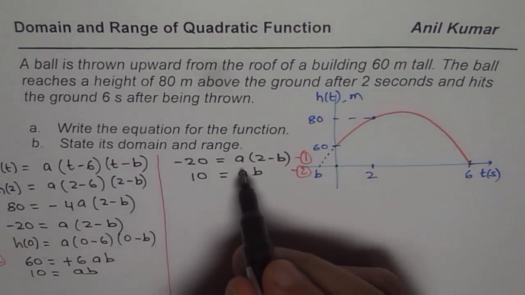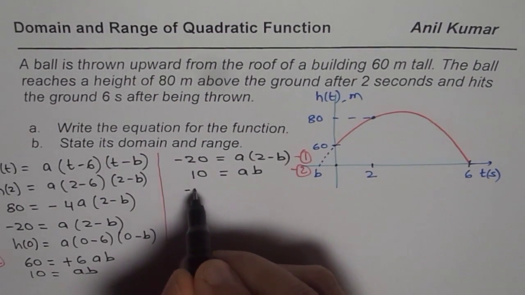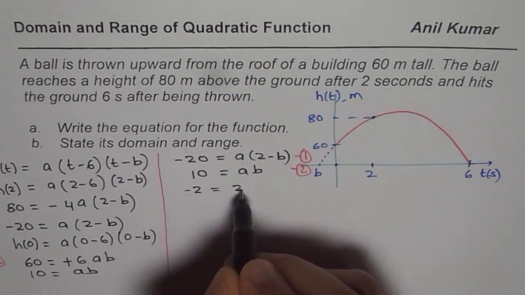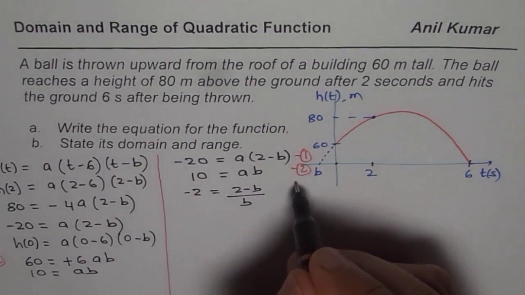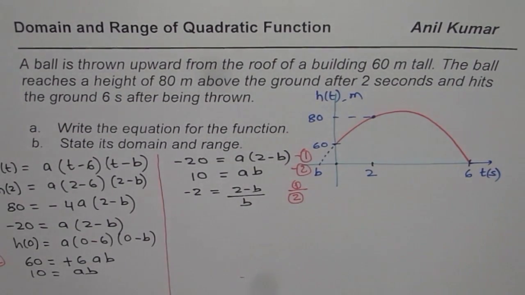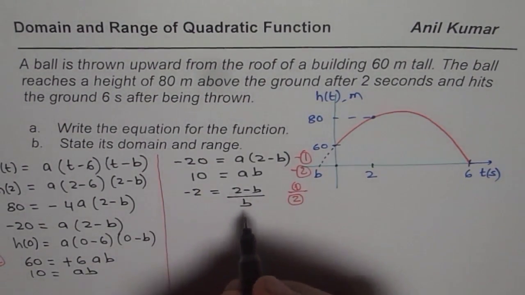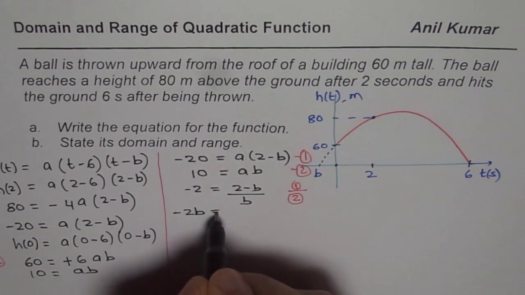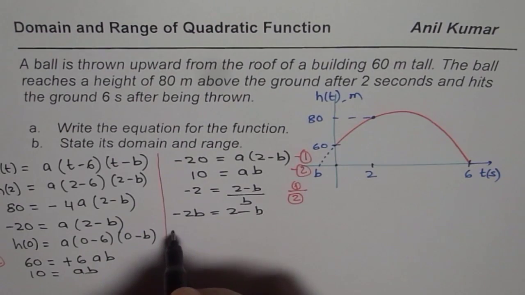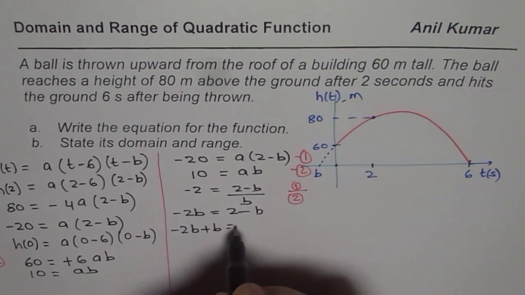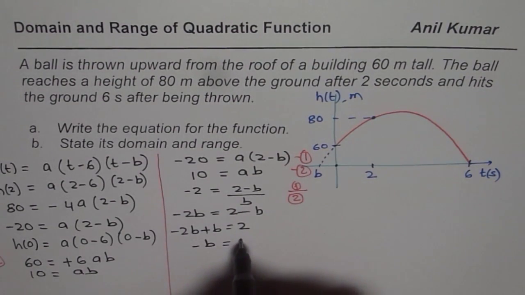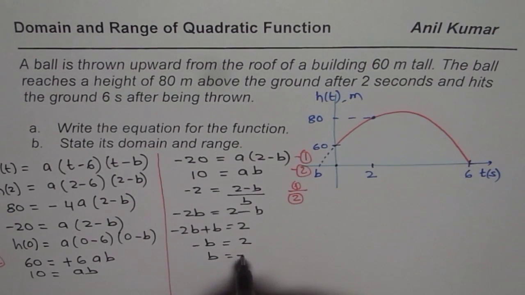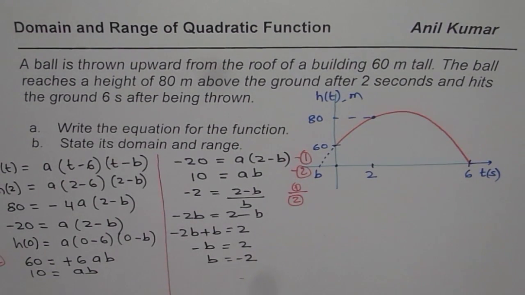Now to solve it, we can divide one by the other. So we get minus 2 equals, a and a cancel, 2 minus b divided by b. So at this stage we did equation 1 divided by equation 2. Now you cross multiply. So when you cross multiply, you get minus 2b equals 2 minus b. Bring b's together: minus 2b plus b equals 2, minus b equals 2. So b equals minus 2. So we get the value of b as minus 2.